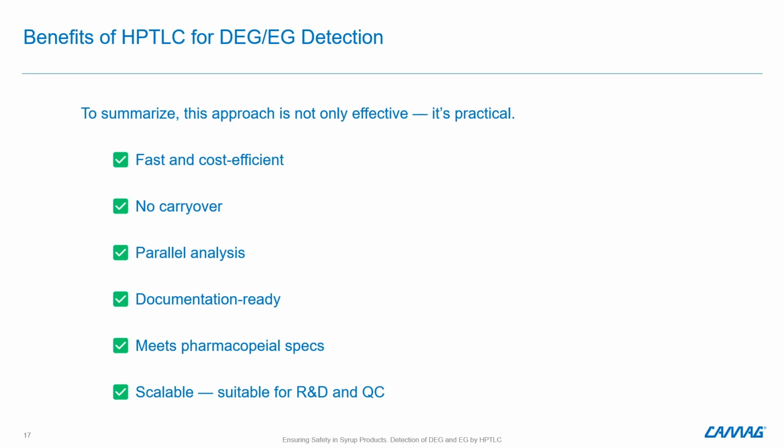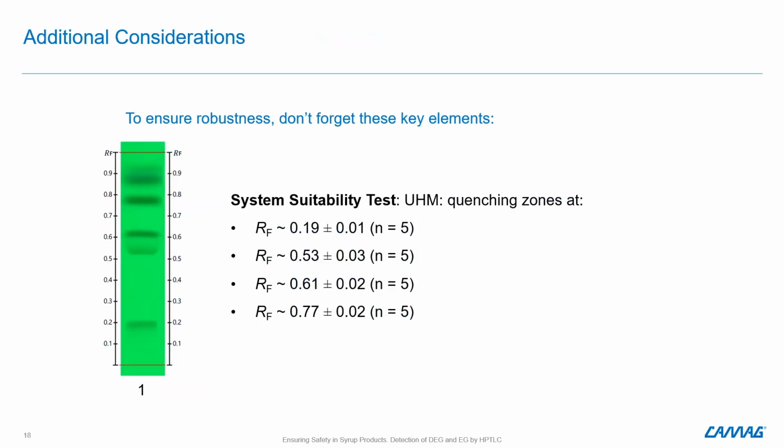An additional consideration is the use of a system suitability test to ensure robustness. It is crucial for quality control. For that, you have the universal HPTLC mix, also called UHM, which can be used. Using this method, the UHM will display 4 zones at RF 0.19, 0.53, 0.61, and 0.77. Reproducible fingerprint of the UHM will confirm that your system is working properly.